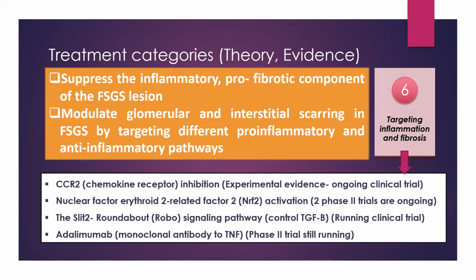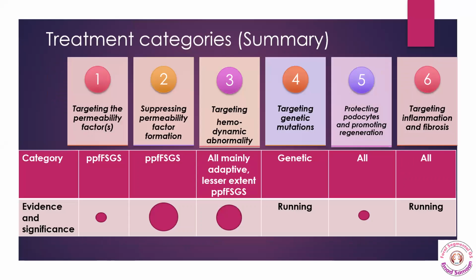Targeting inflammation, this is the future. We have more than one inflammatory pathway targeted to suppress the inflammatory and profibrotic component of the FSGS lesion and modulate the glomerulointerstitial scarring. We have multiple pathways targeted here, all again at the level of experimental studies or ongoing clinical trials. So this is the summary.